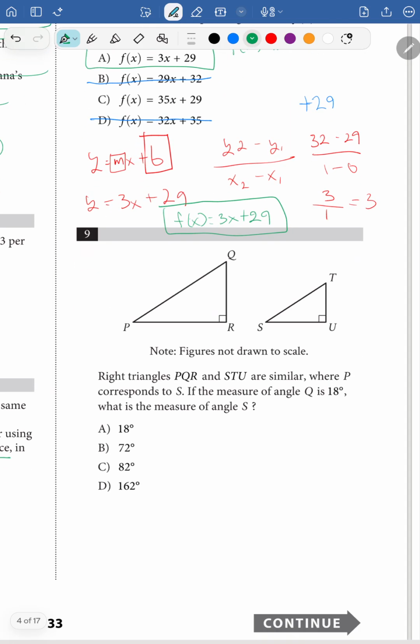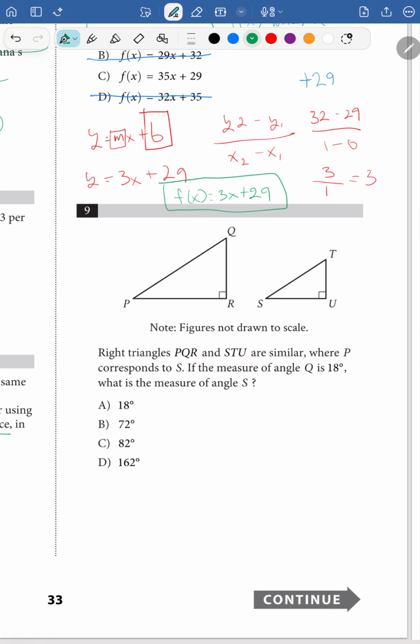Right triangles PQR and STU are similar, where P corresponds to S. If the measure of angle Q is 18, what is the measure of angle S?